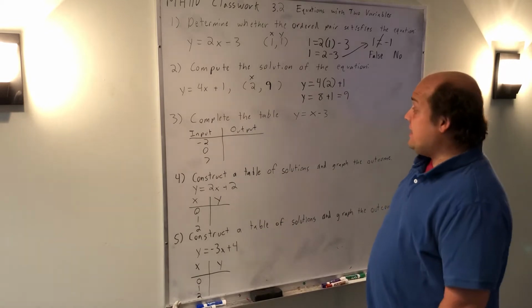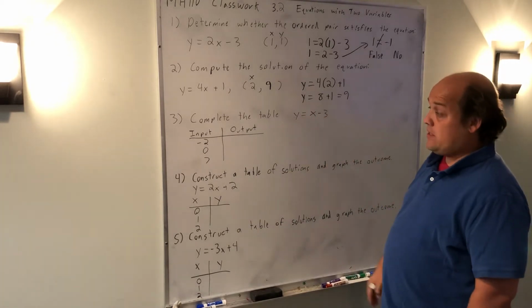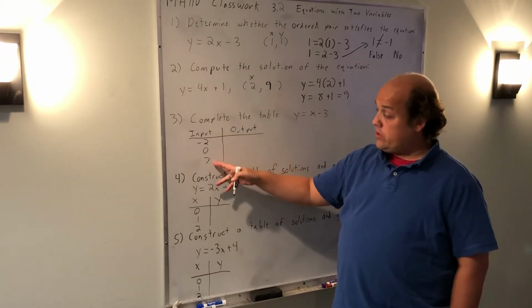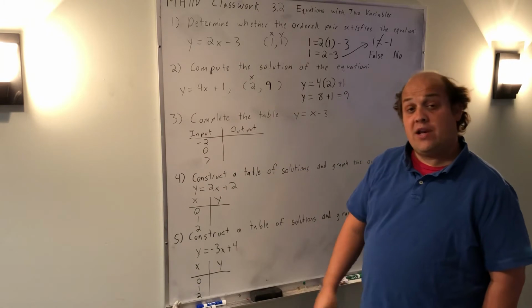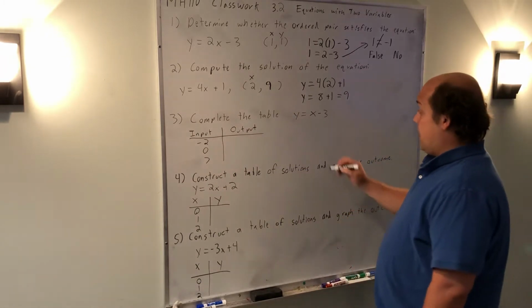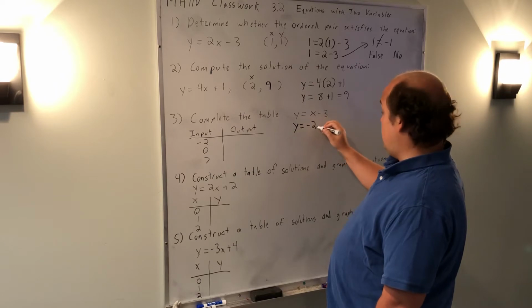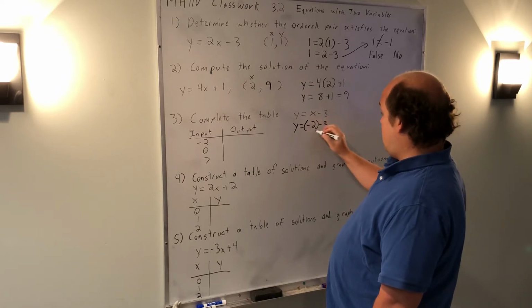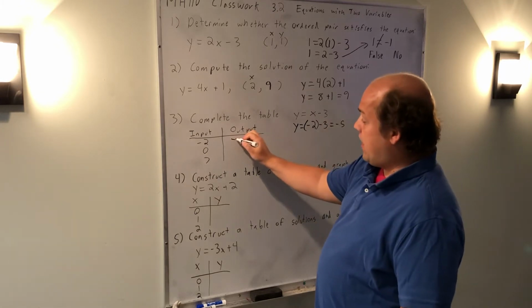Here we're given the equation y equals x minus 3 and 3 inputs to put in to find the output. When we're given an input, we want to put it in for x to solve for y. So for the first one, I would get y equals negative 2 minus 3. Negative 2 minus 3 would give me negative 5.